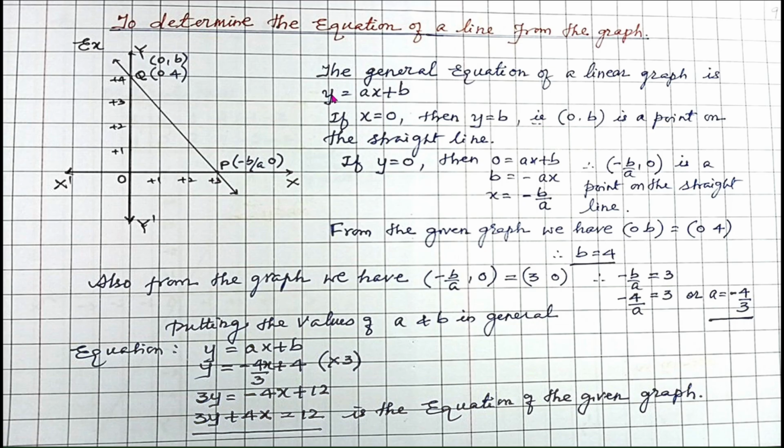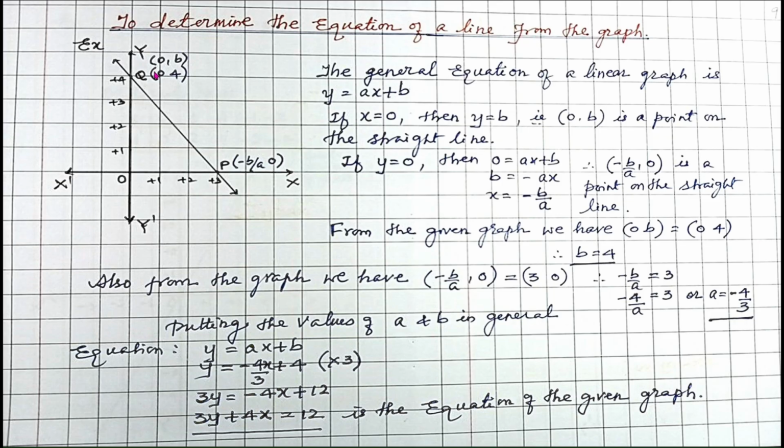If y is equal to 0, please understand, then ax plus b is equal to 0. That means ax is equal to minus b, or x is equal to minus b by a. That means when y is equal to 0, we have a point on this straight line graph as (minus b by a, 0). So we have one point (0, b), another point (minus b by a, 0).